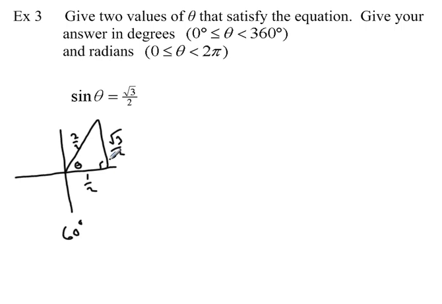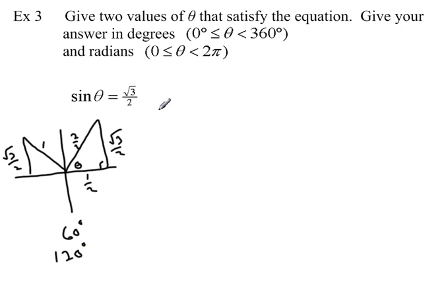Now this occurs in one other place as well. So if you think about, hey, it doesn't matter if this quantity here is positive or negative. If we think about another triangle going this way, square root of 3 over 2, it still goes up that amount. The hypotenuse is still 1. So this one here would be 120 degrees.